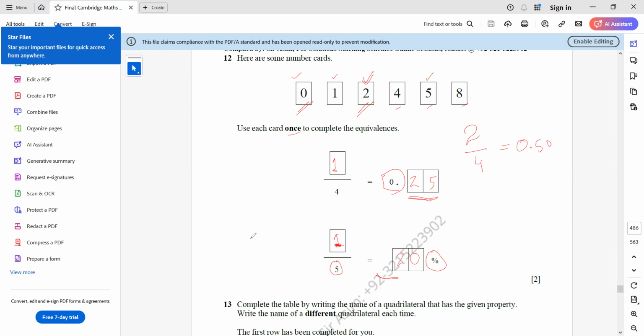Second case, as I answered, that could be 4 by 5. That gives 80%. So 4 could be there and 8 and 0 could be there. Even then, we can have 2 by 5. That is 40%. So that could also be done. So this is how we do question number 12. So that is it for this video.